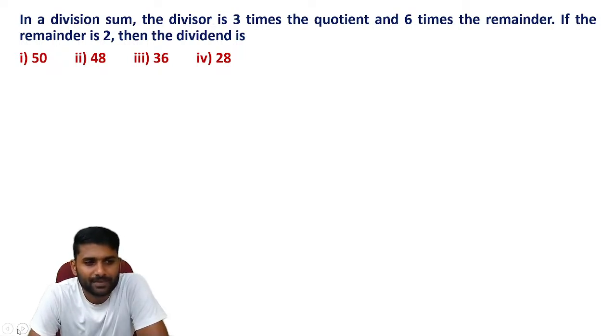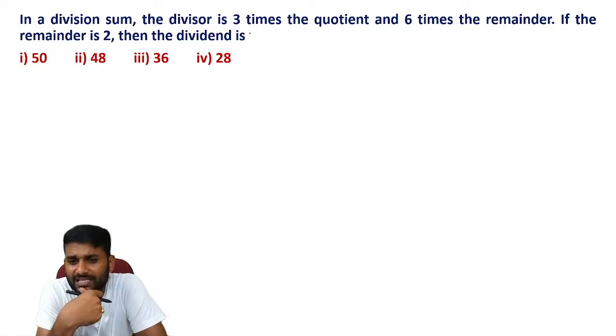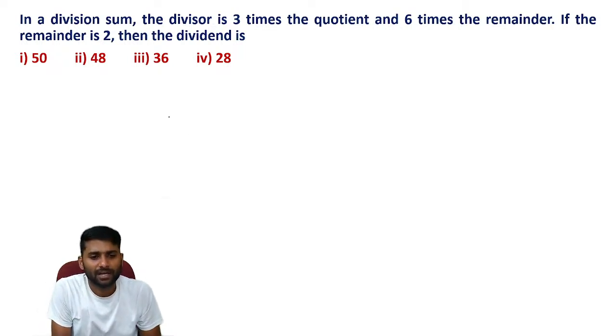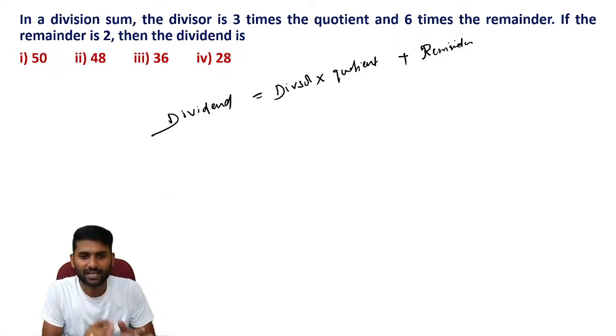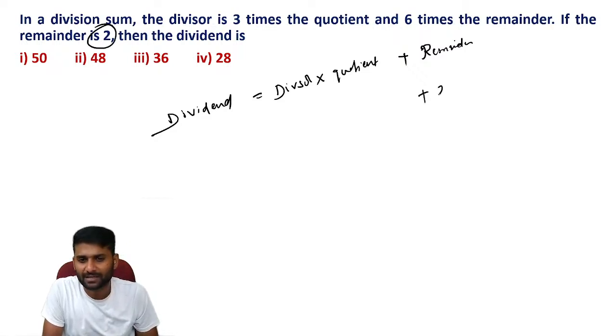Now see this data. In a division, the divisor is 3 times the quotient and 6 times the remainder. If the remainder is 2, what is the dividend? First of all, if you want to calculate a dividend, it depends on the divisor multiplied with the quotient plus remainder. This is the formula. They clearly mention that the remainder is 2. Let's take that the remainder is 2.